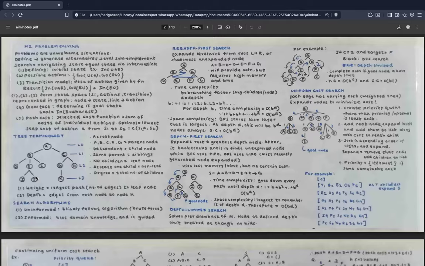The blue line indicates the path here. So this will provide a solution at all points in time, but it requires high memory and time because you have to go through all the nodes at some level.